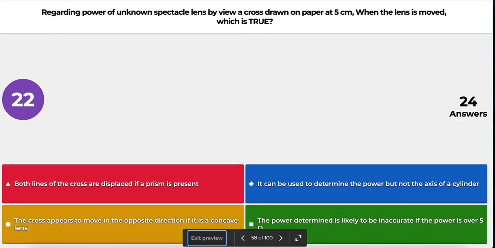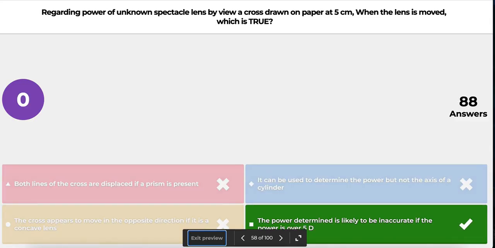Regarding determining the power of an unknown spectacle lens when viewing through a cross while the lens is moved, which is true? Both lines of the cross are displaced if a prism is present; or it can be used to determine the power but not the axis; or the cross appears to move in the opposite direction if it's a concave lens; or the power determined is likely to be inaccurate if the power is over 5 diopters. The correct answer is that the power determined is likely to be inaccurate if the power is over 5 diopters, so I will give you the explanations of the other options.